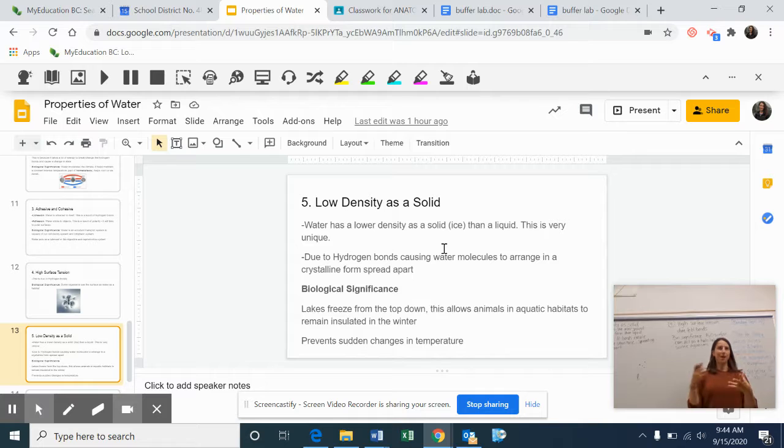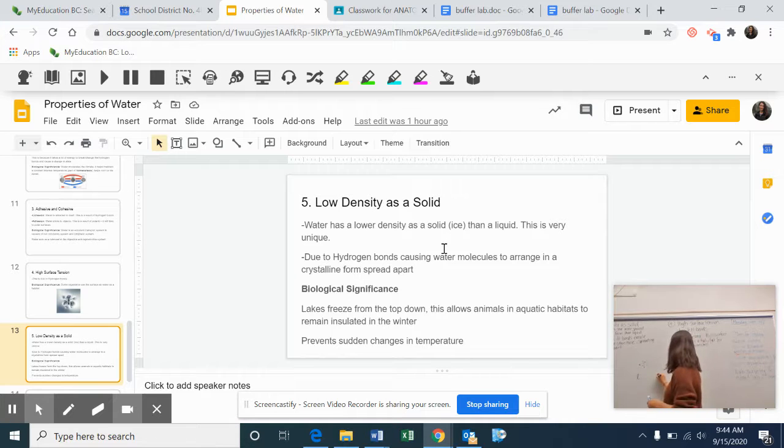You've got some energy going on in a liquid. So your molecules, your oxygen molecules are moving around. Hydrogen bonds are forming between them. So they've got hydrogen bonds going on, but they're moving around. So those hydrogen bonds are kind of shifting and changing, going between molecules.